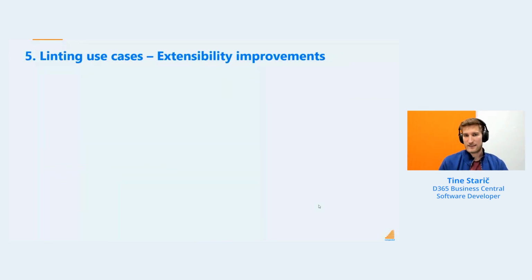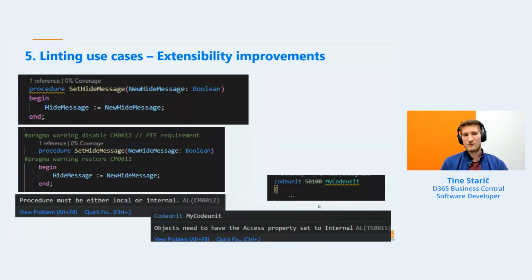Next up is the extensibility improvements. This might be a hit or miss for you, but for us, they really do help whenever we start a new project, especially if that project is targeting app source. What we did is we added rules that force us to create each procedure as either local or internal, and that all of the objects need to be set to internal and non-extensible. We did that because to say that the obsolescence process is annoying is an understatement, especially at the start when you know that nobody's actually depending on your app.